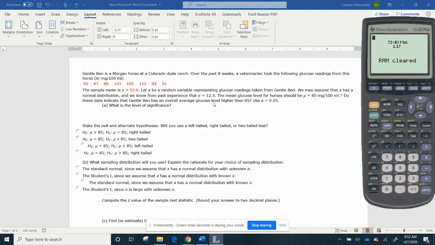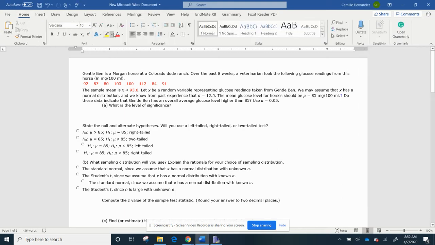All right, that's huge, and I'm going to highlight it. I know you probably think I'm a dork for doing that, but all right. I highlighted it. And I'm going to go back here and highlight this sample mean. All this is going to be important in just a minute. The mean glucose level for horses should be 85. Does the data indicate that Gentle Ben has an overall average glucose level higher than 85? Use a significance level of 0.05.